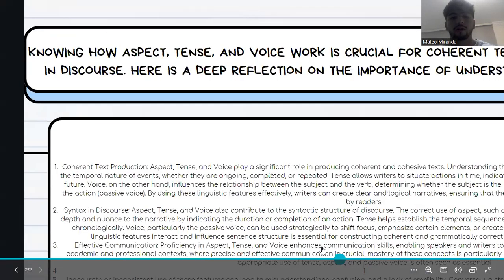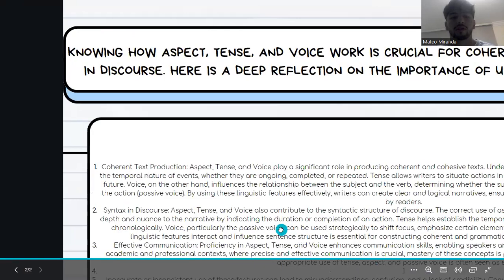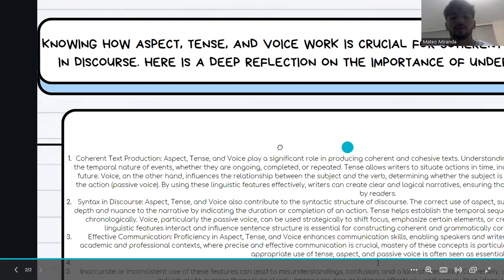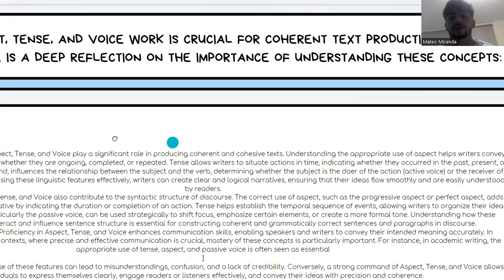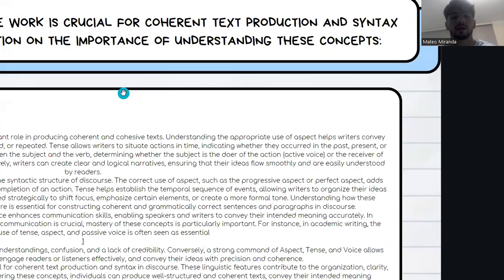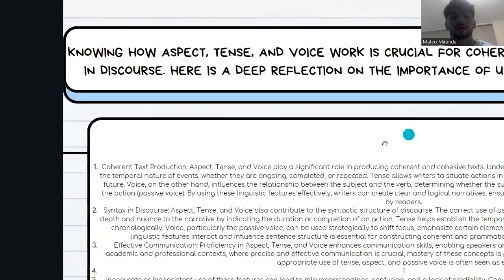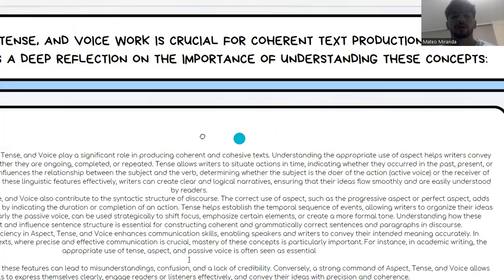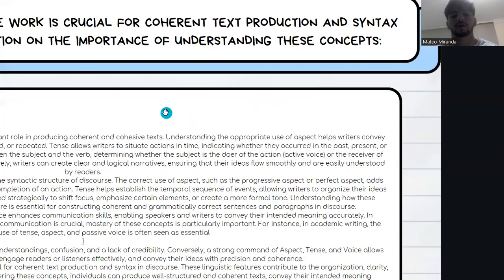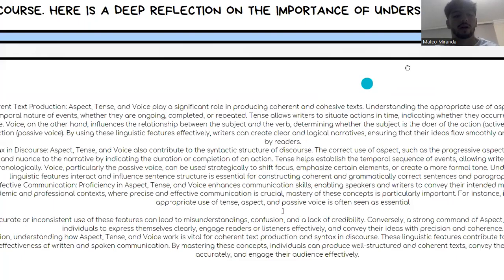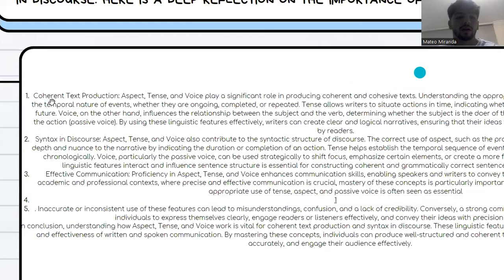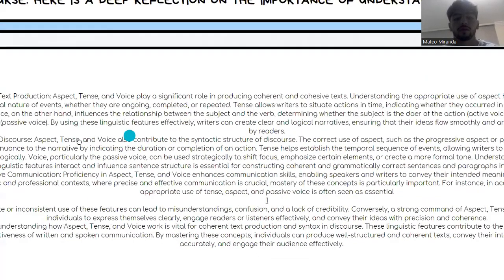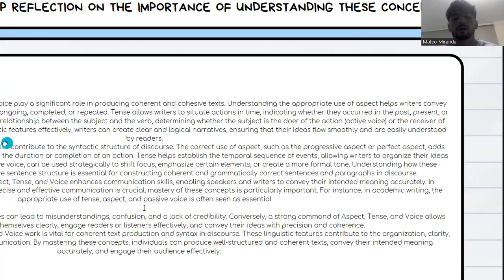Now, as we can read here, knowing how aspect, tense and voice work is crucial for coherent text production and syntax. In this course, here is a deep reflection of the importance of understanding this concept. So here I will read that first, we need a coherent text production. Aspect, tense and voice play a significant role in producing coherent and cohesive text.